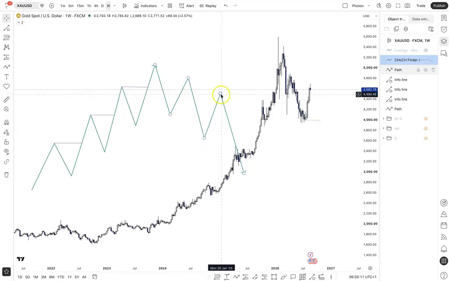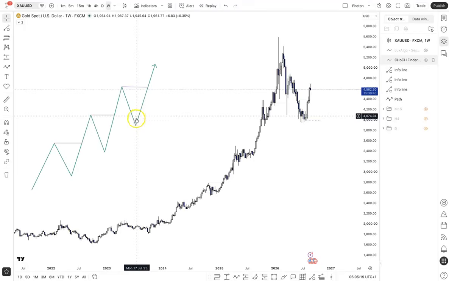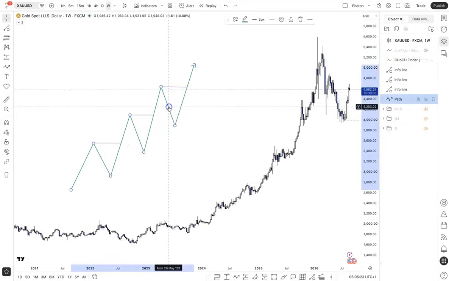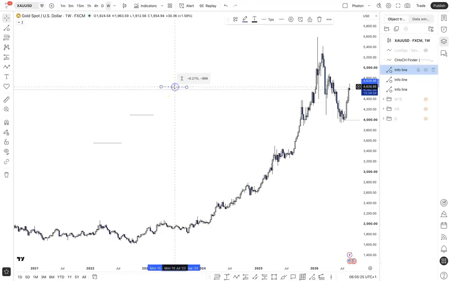After that, we can expect a pullback. We have a break in market structure. After that, we can expect a pullback. And that's how the whole trend is. So this is as far as how I do my analysis is concerned.